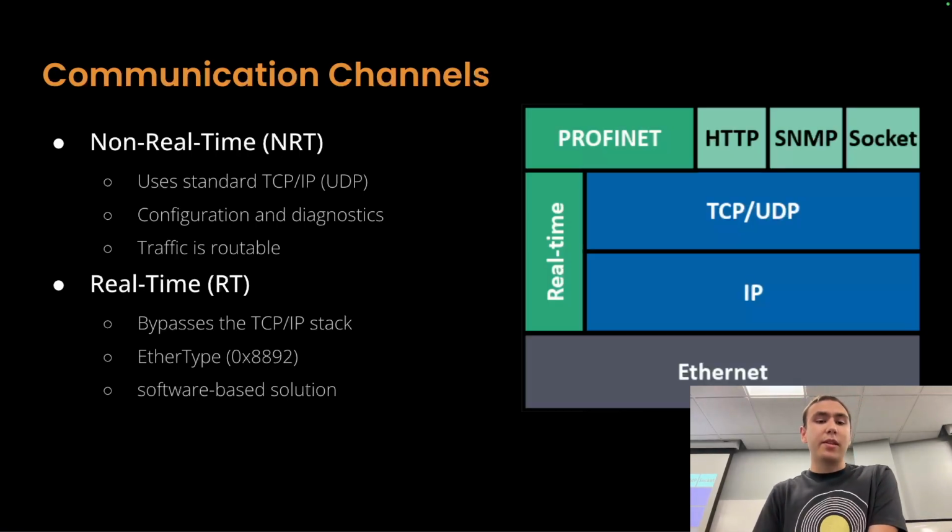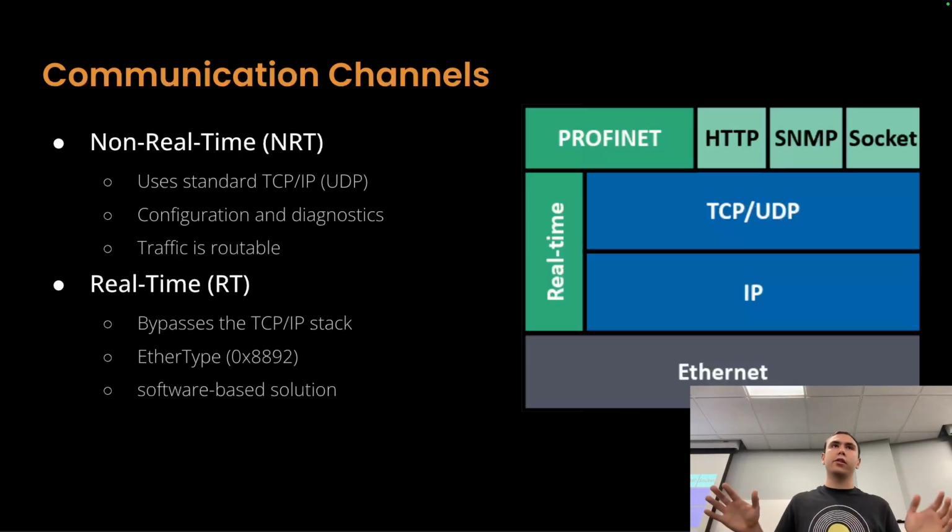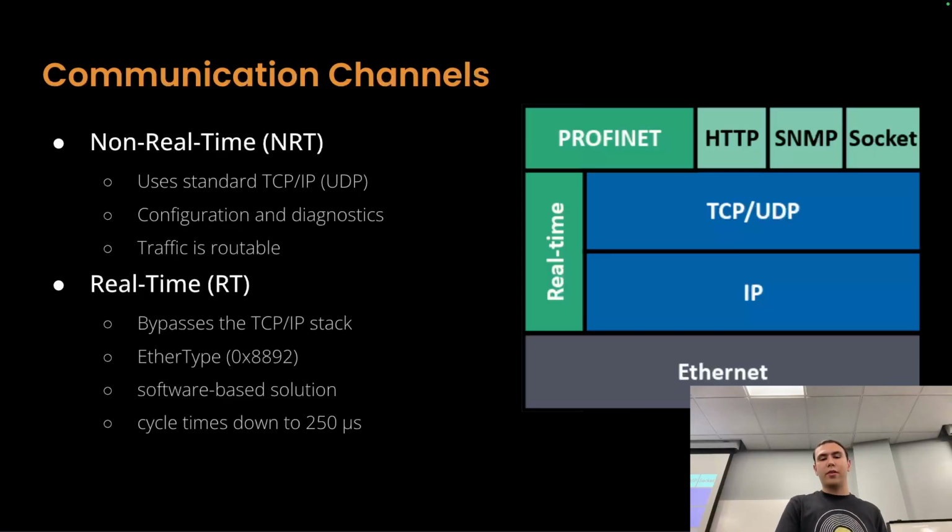And so this is a software-based solution. All you need is switches that are managed switches, so they can't just be unmanaged switches. And they'll route it directly via PROFINET, skipping the TCP/IP stack, giving you much faster cycle times, down to about 250. Oh God, is that microseconds? I think it's microseconds. I'm forgetting my physics symbols.